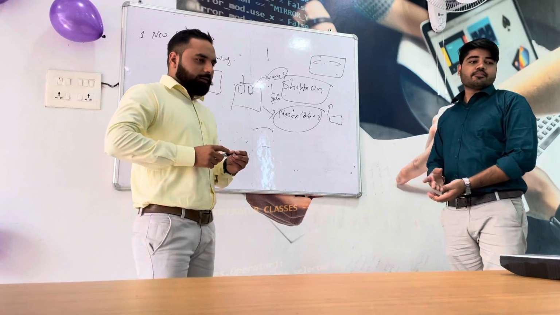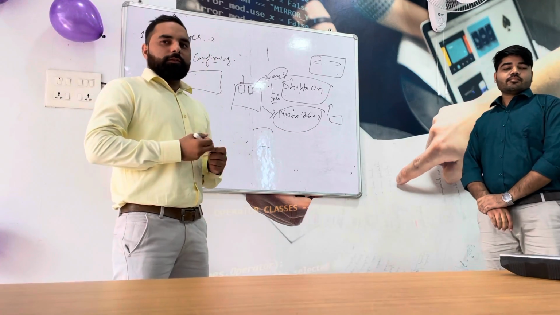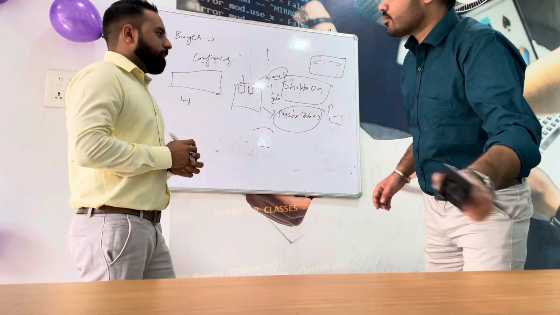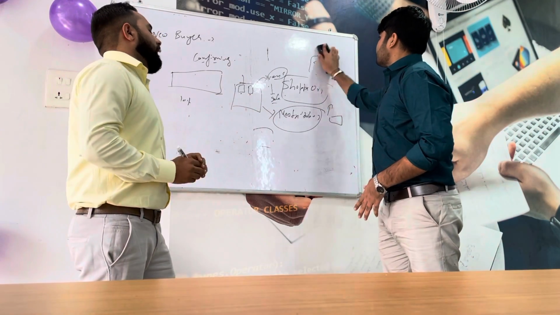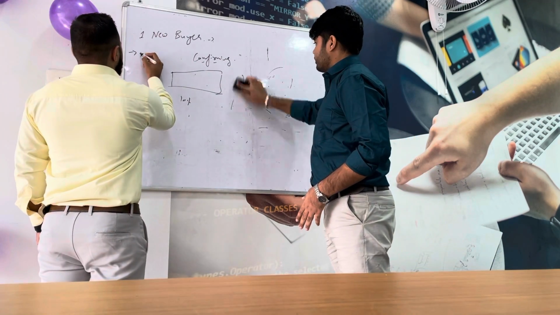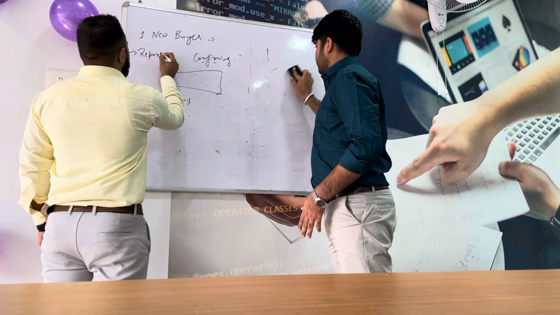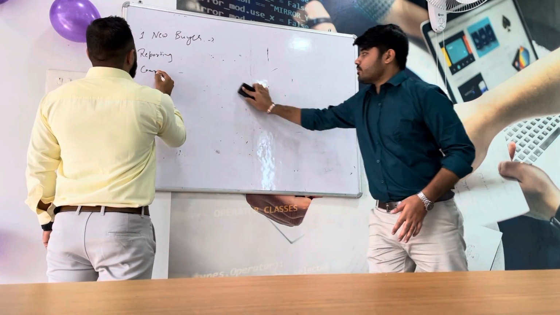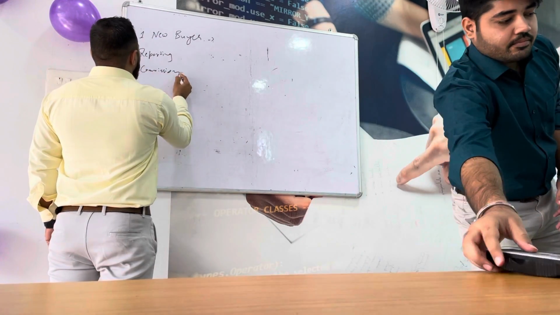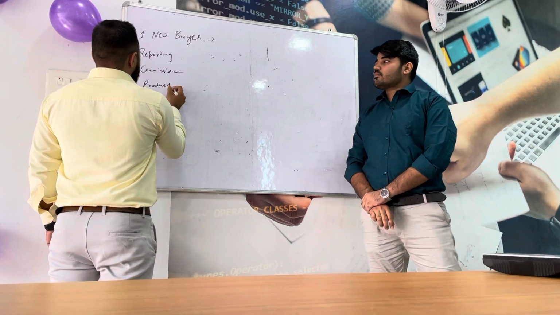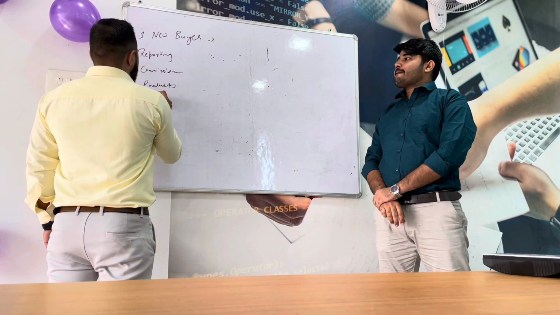Now we'll talk about the reps and admins. Majorly we saw the major issues for admins and reps. First is reporting. Second thing we'll talk about is commission. Third thing is products. And fourth thing is order placing.